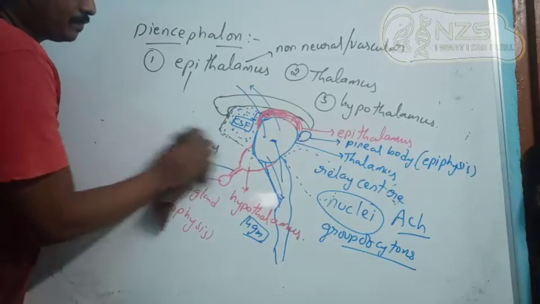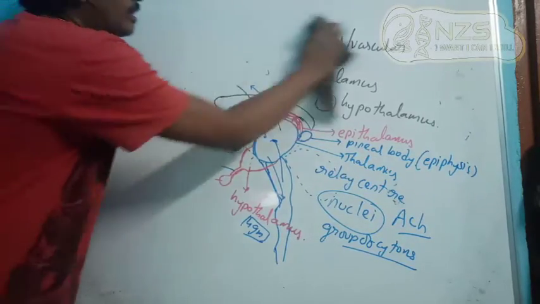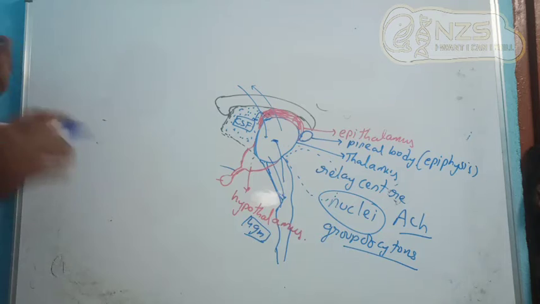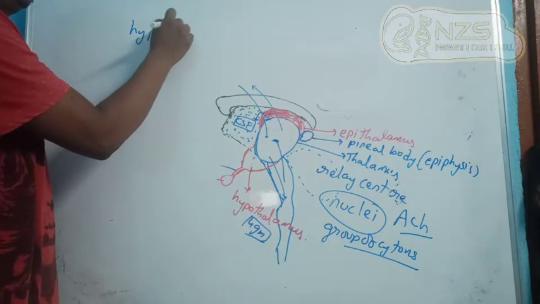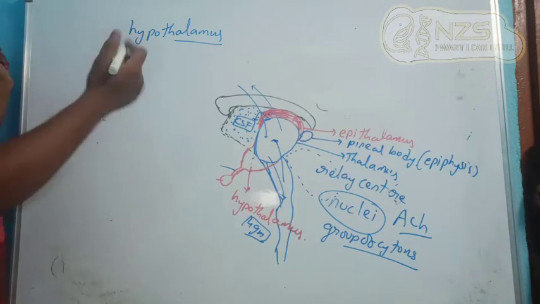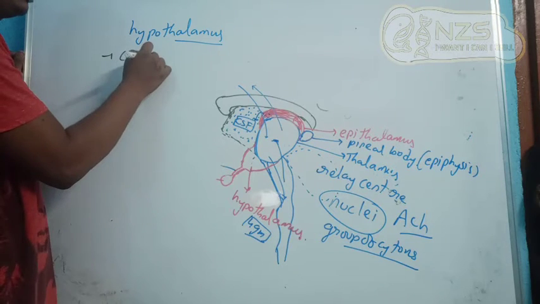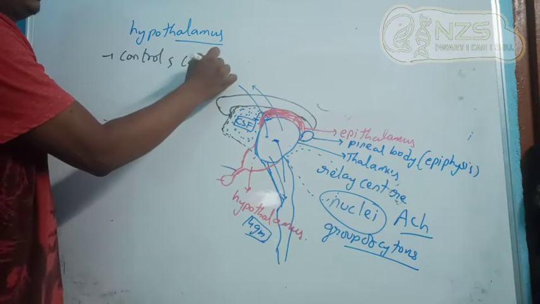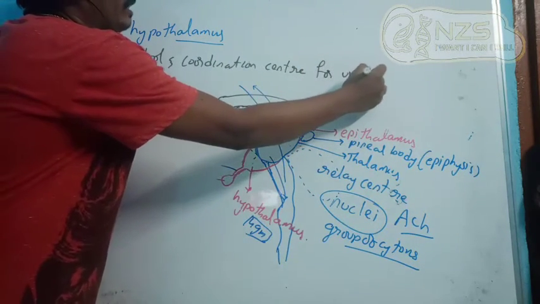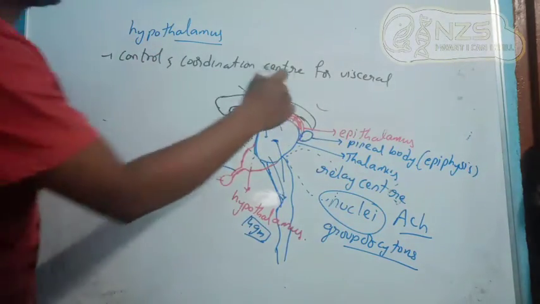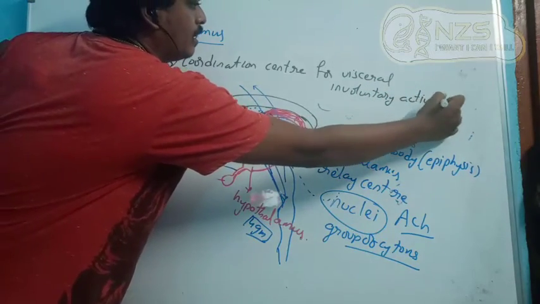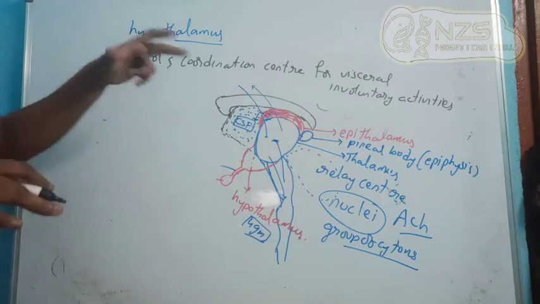So the hypothalamus, as I have already said, is the most important part. What the hypothalamus does is, it is the coordination center or control center. It is the control and coordination center for visceral activities. Visceral involuntary activities. Visceral means they will be involuntary. So it is the one which maintains all these things.